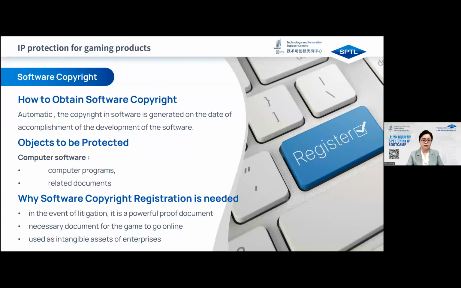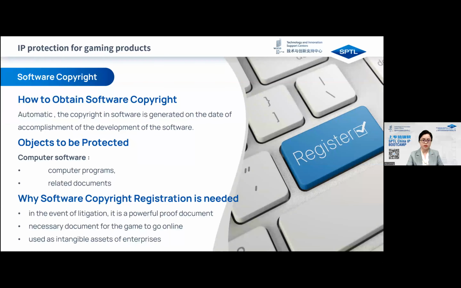In China, copyright is generated from the date when the work is accomplished. So you can get the software copyright automatically when the software code is finished. As to software copyright, the object that can be protected is computer software, which refers to computer programs and the related documents.